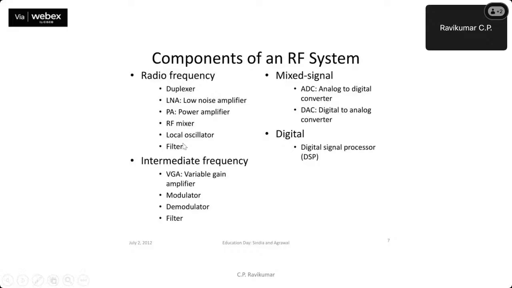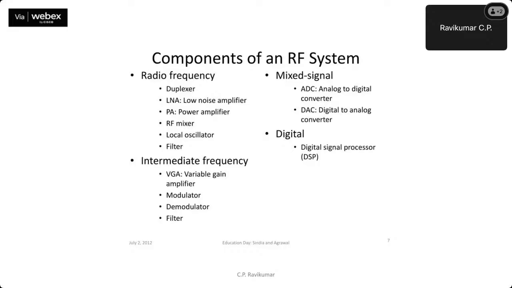These work at high frequencies, at the radio frequency range, right? There may also be those which work at the intermediate frequency range, such as variable gain amplifiers or programmable gain amplifiers, modulators, demodulators, filters, and then there may also be A to D, D to A converters, and it may also be required to integrate some digital signal processors for communication.